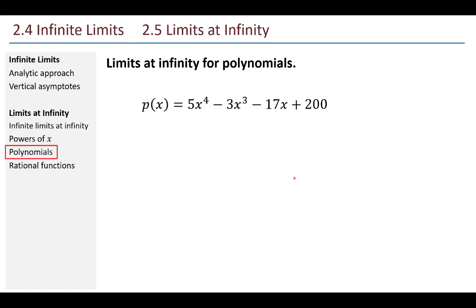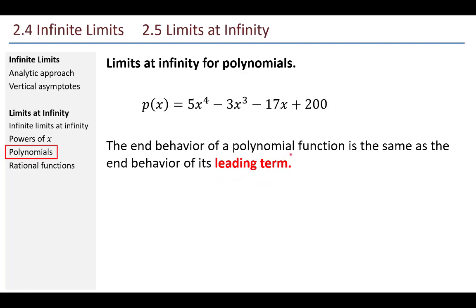Here is a polynomial. So how will this behave, say, as x goes to infinity? And here's the rule. The end behavior of a polynomial function is the same as the end behavior of its leading term. So the leading term is that term that has the highest power of x together with its coefficient. So x to the 4, that's the highest power, and the coefficient is 5. So 5x to the 4, that's the leading term.